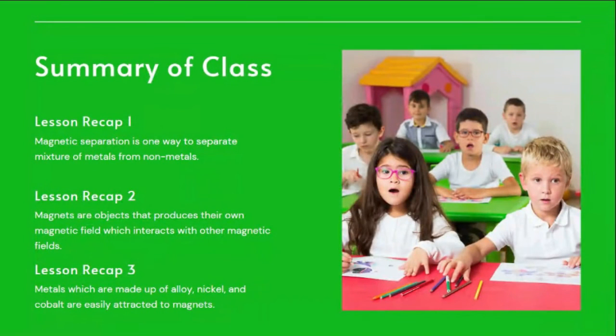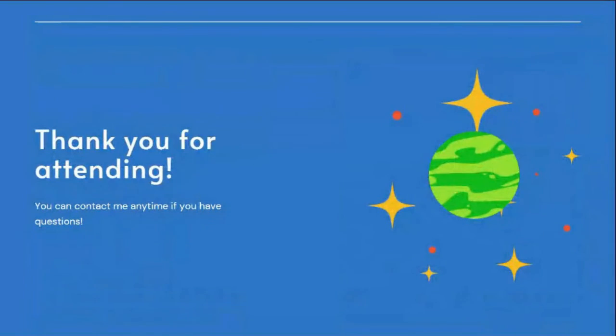So, summary of the class na tayo. Number 1, magnetic separation is one way to separate mixtures of metals from non-metals. Number 2, magnets are objects that produces their own magnetic field which interacts with other magnetic fields. Number 3, metals which are made up of alloy, nickel, cobalt, and iron are easily attracted to magnets. So, tapos na tayo for the lesson for today.